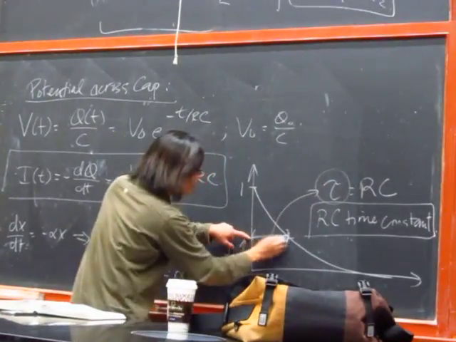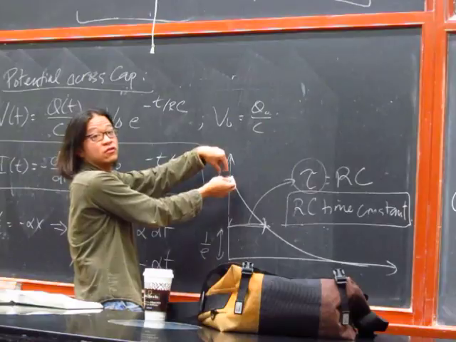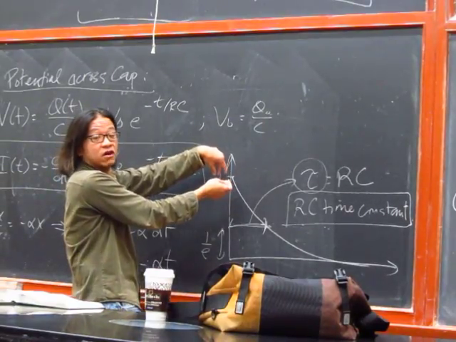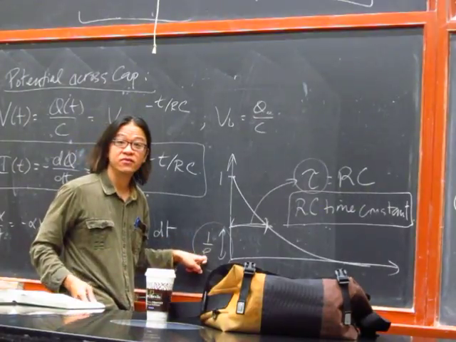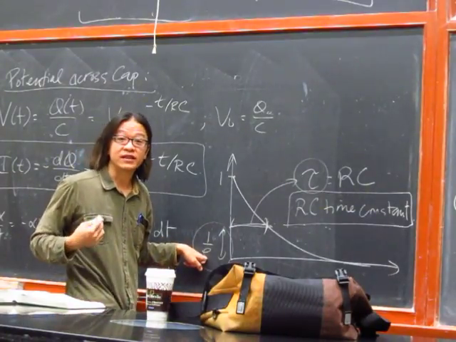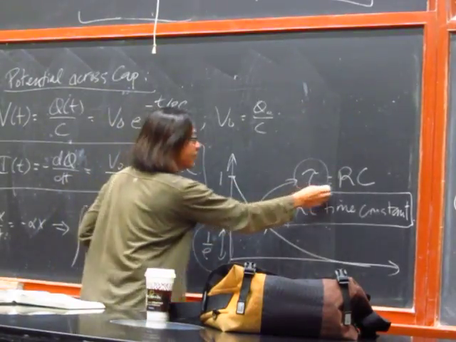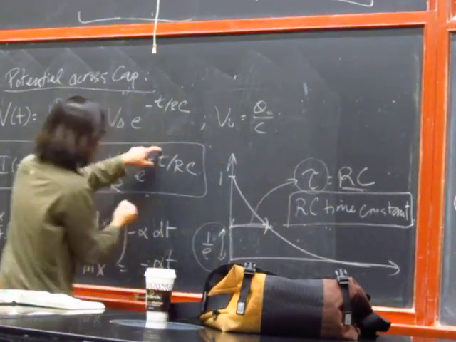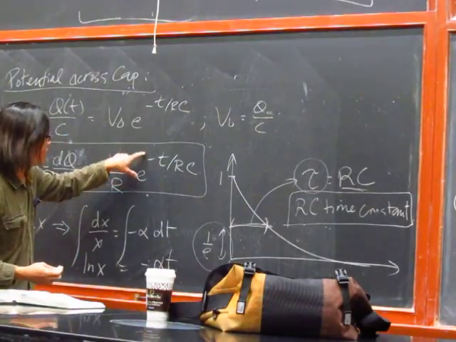tau is the time it takes when the value of the current or the voltage of the charge has dropped to 1 over e of its original value, right? That's called the 1 over e time constant, right? And that happens when the time is equal to RC, right? If this time is equal to RC, then this becomes 1 over e.